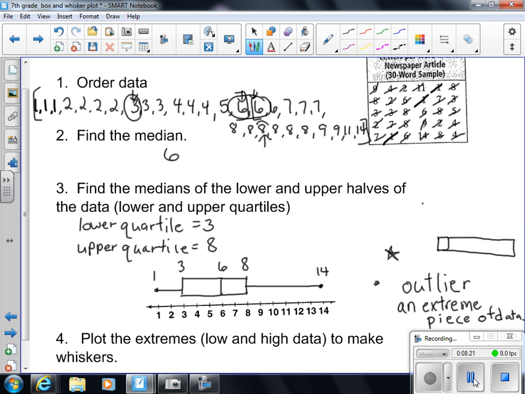Any questions on how to make a box and whisker plot? Sometimes these are just termed box plots. All right? Sometimes you'll see that make a box plot, and they'll say just box, not just box and whisker.